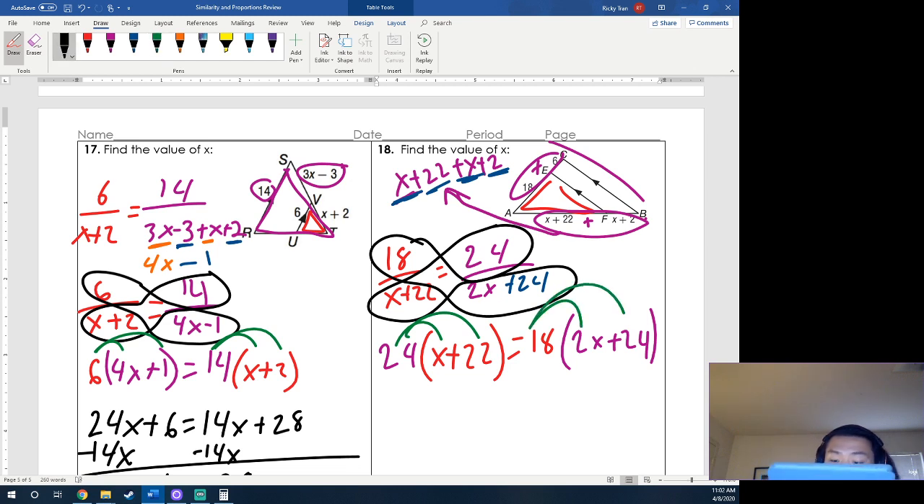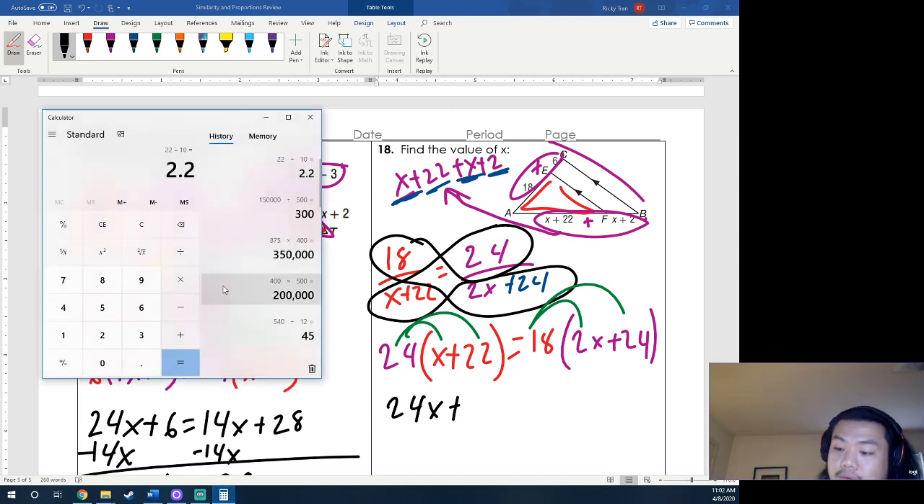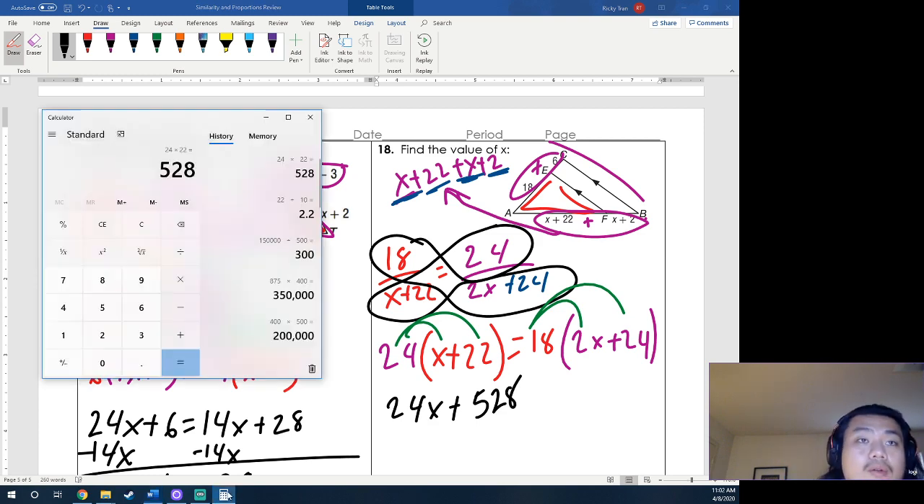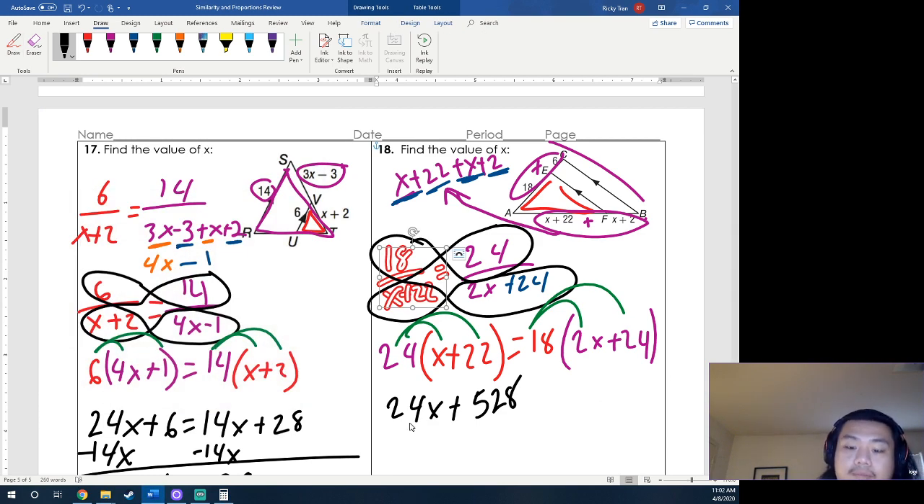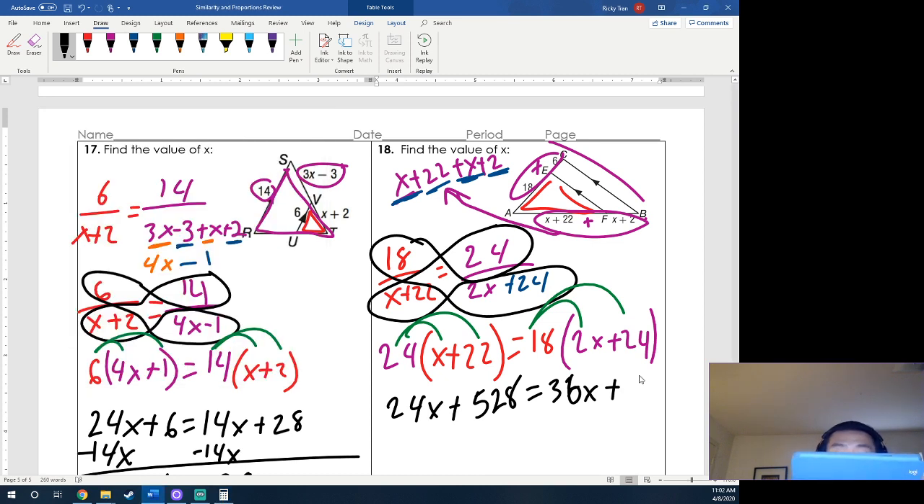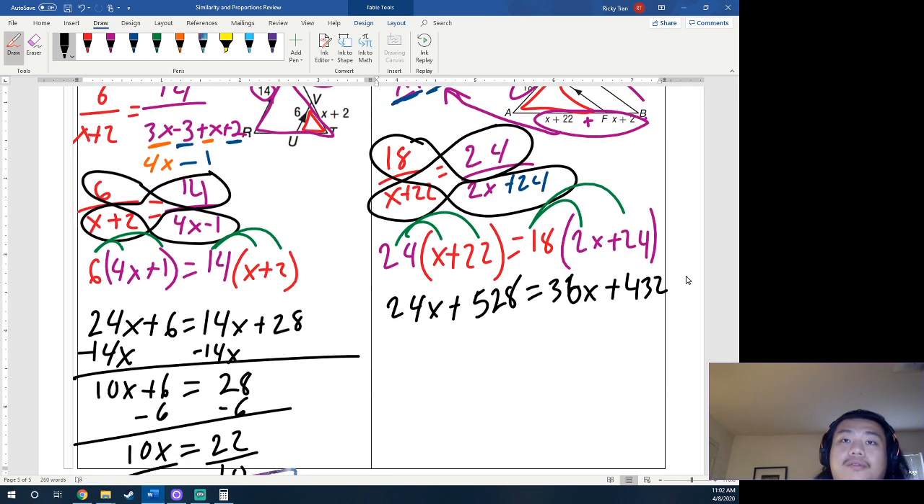Distribute. So we have 24x plus 24 times 22, which is 528, right? 528. And then we have 18 times 2x, or 36x, plus 18 times 24, which is 432.